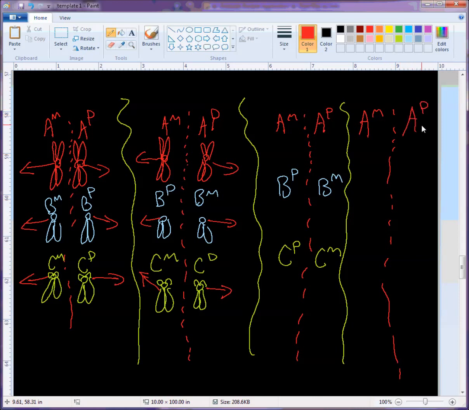Is there another arrangement? Let's see. Oh yeah, okay. So we'll put B from Mom over here and B from Dad over here. And we haven't done this one yet. So C from Dad over here and C from Mom over here. Okay, so in this fourth one here, we have four possible arrangements now.